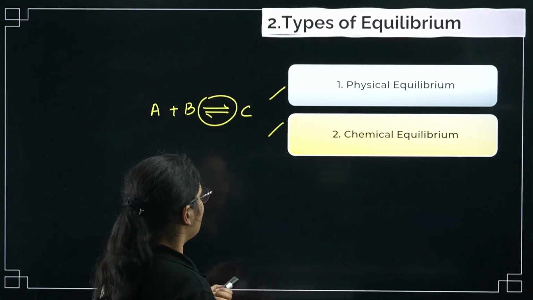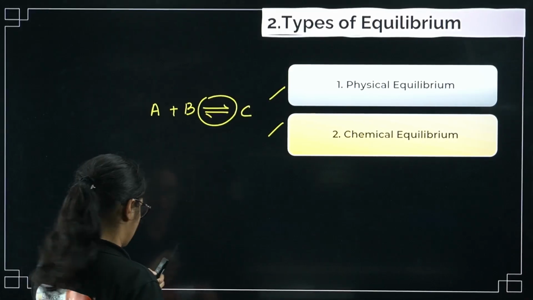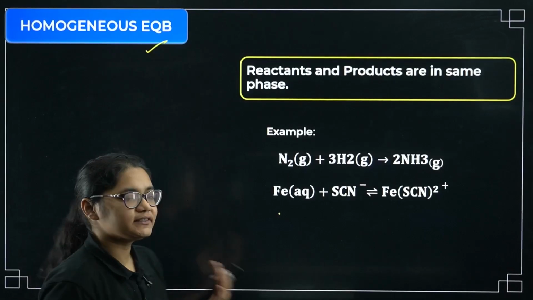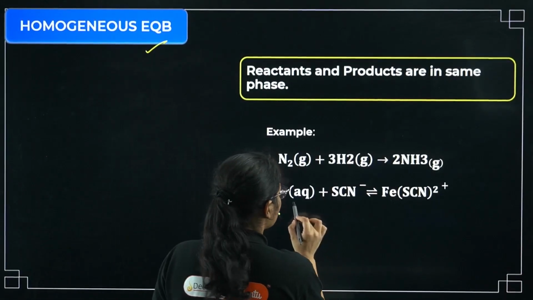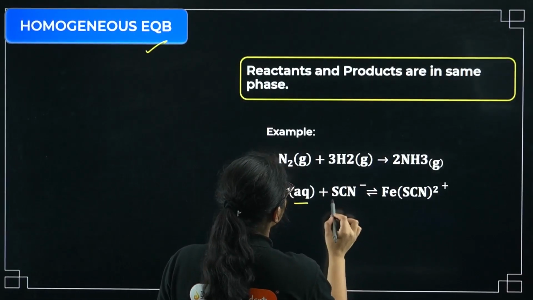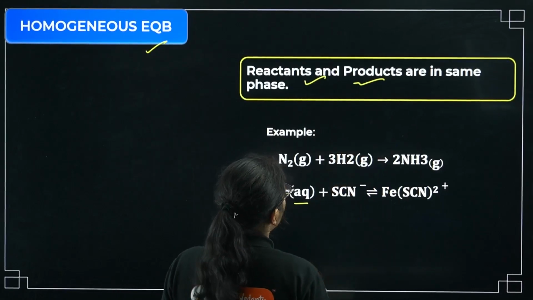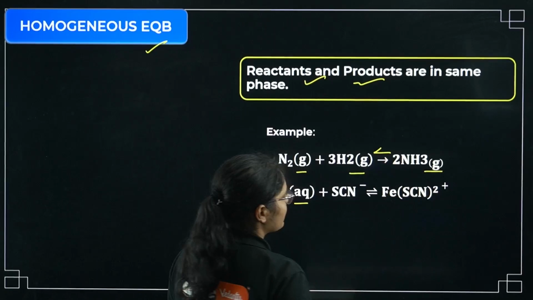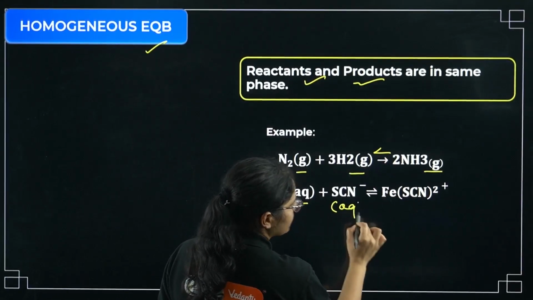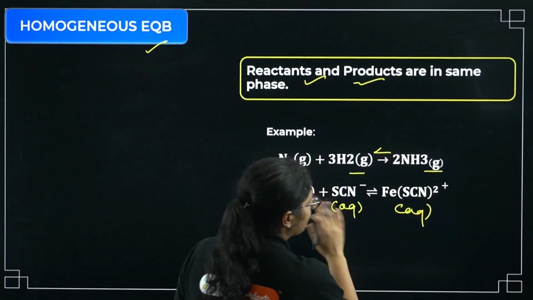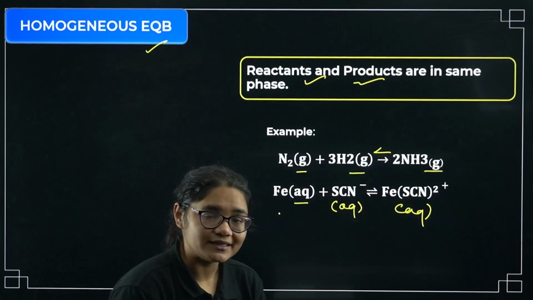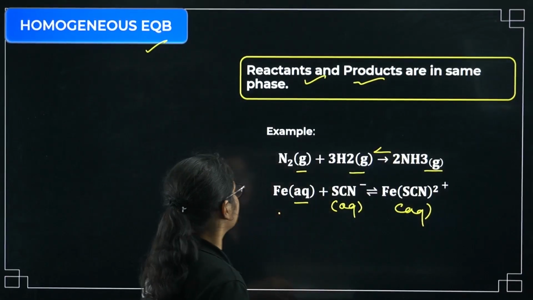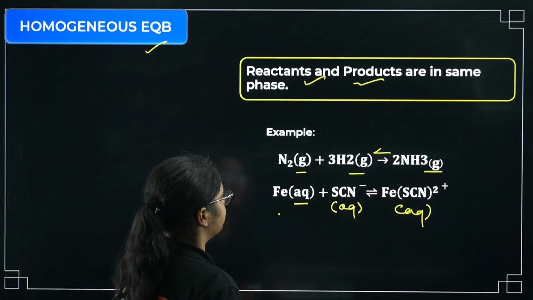Okay, next we have one more type of equilibrium, that is your homogeneous equilibrium. Homogeneous equilibrium means in a reaction, the reactants and products are in the same phase. So you can see here gas, and here gas. Here also it is aqueous and this is also aqueous. So when the reactants and products are in the same phase, you are having homogeneous equilibrium.